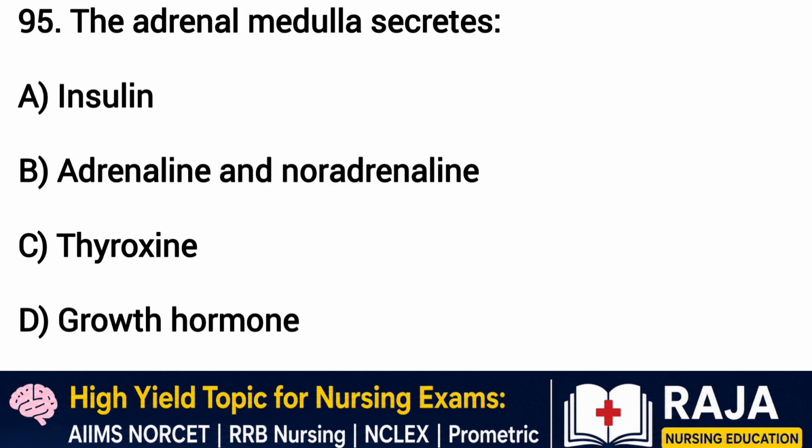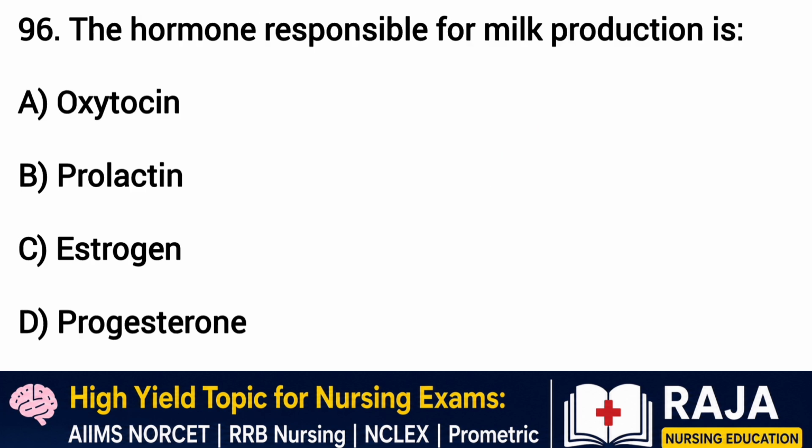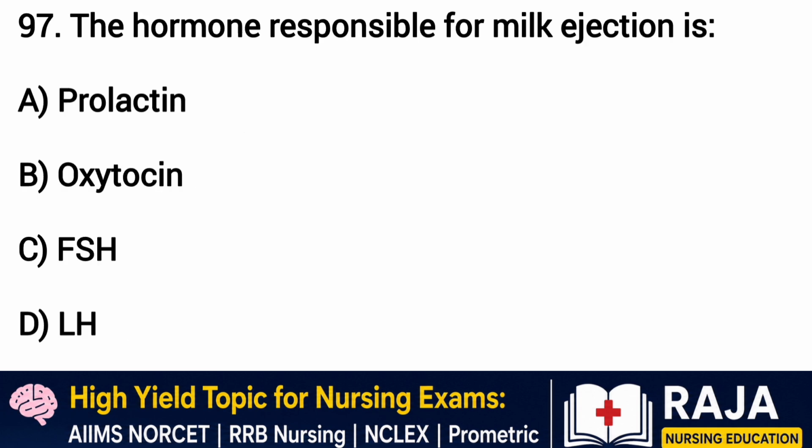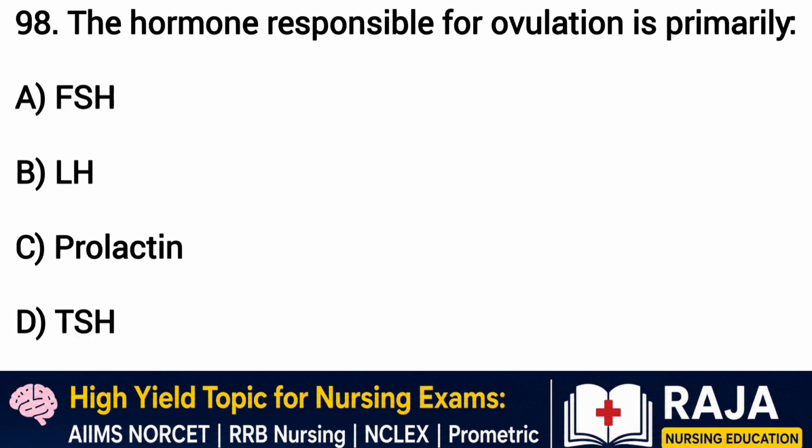The adrenal medulla secretes. The answer is B. Adrenaline and noradrenaline. The hormone responsible for milk production is. The answer is B. Prolactin. The hormone responsible for milk ejection is. The answer is B. Oxytocin. The hormone responsible for ovulation is primarily. The answer is B. LH, luteinizing hormone.